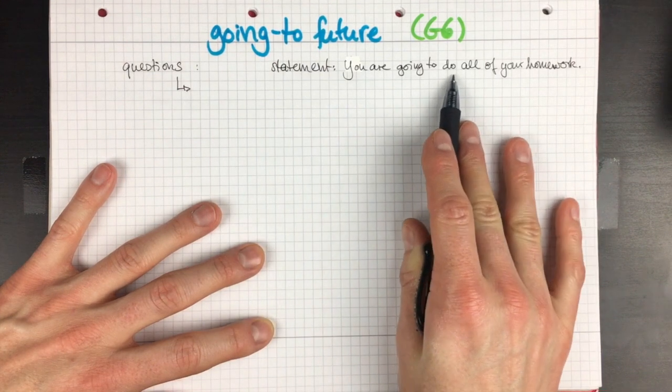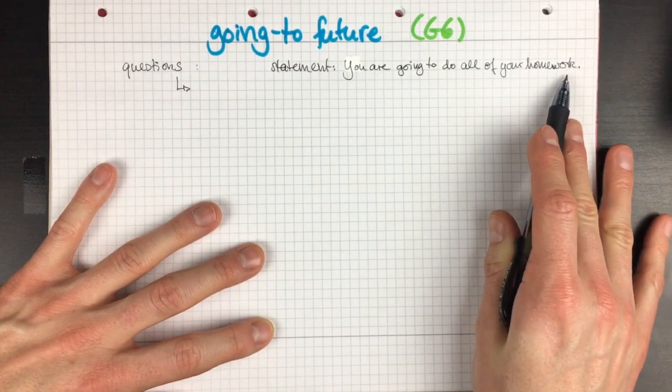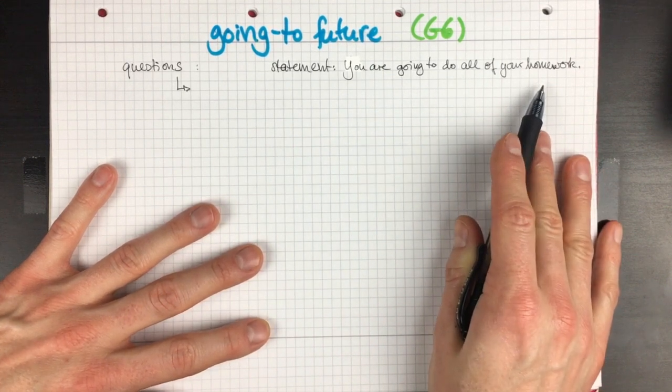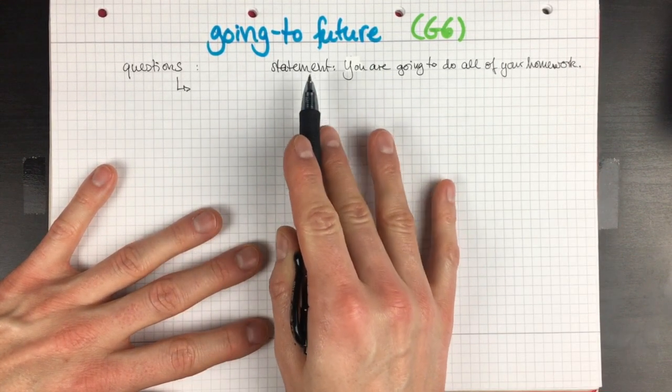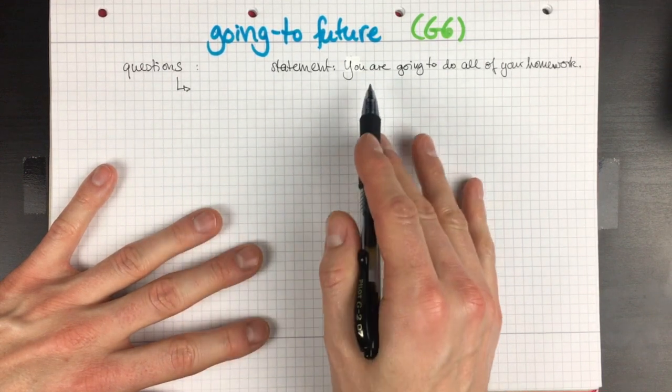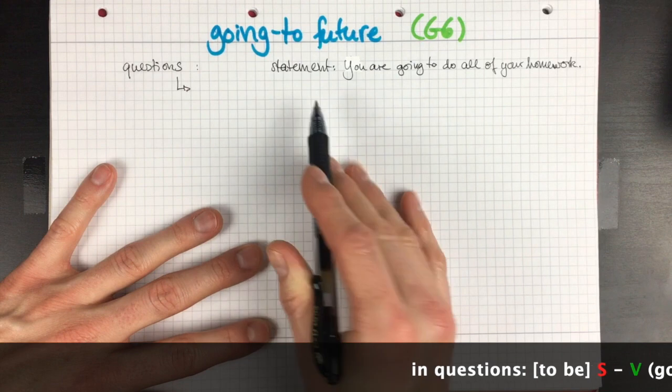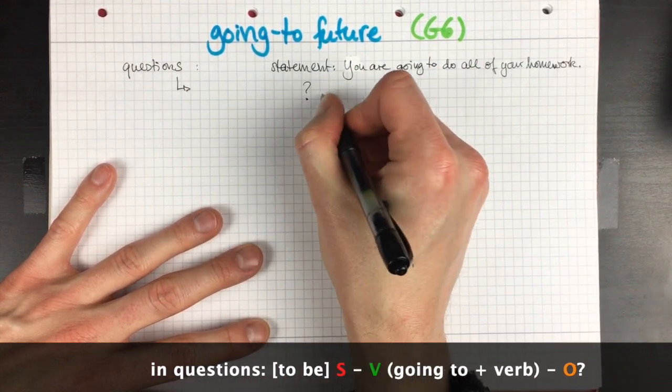So you are going to do all of your homework. You can of course contract this: you're going to do all of your homework. That's also fine. This is a statement. And now how do we turn this into a question? Well, we use the inversion. We pull the R to the beginning of the sentence.